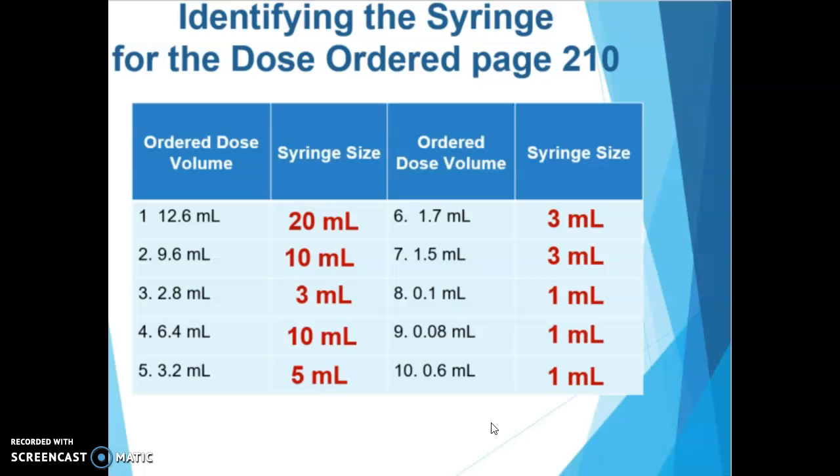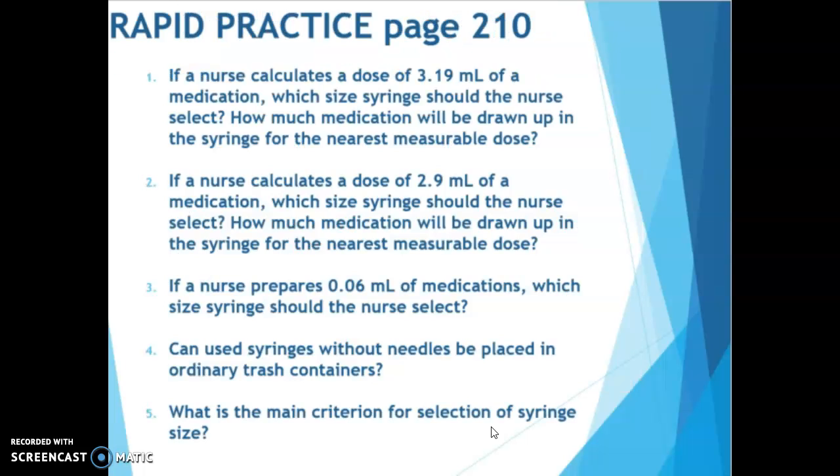Alright, moving on. Rapid practice, page 210. So let's say a nurse calculates a dose of 3.19 milliliters of medication. Okay, that's what our dimensional analysis has given us, is that we need to give 3.19 milliliters of medication. What size syringe should the nurse select, and how much medication will be drawn up in that syringe to the nearest measurable dose?